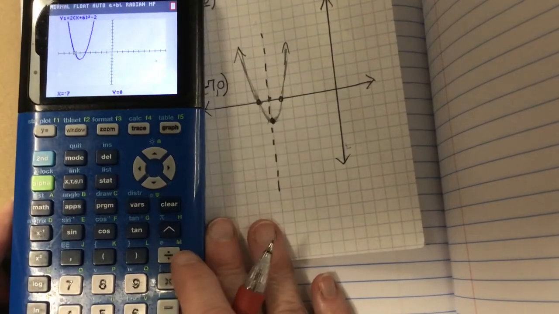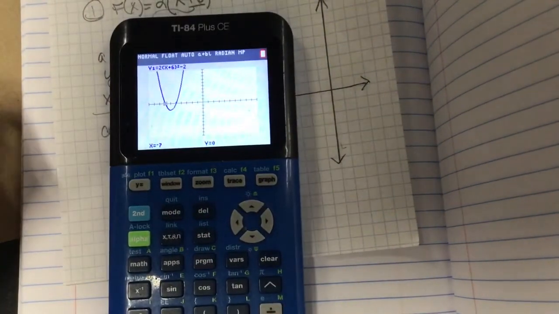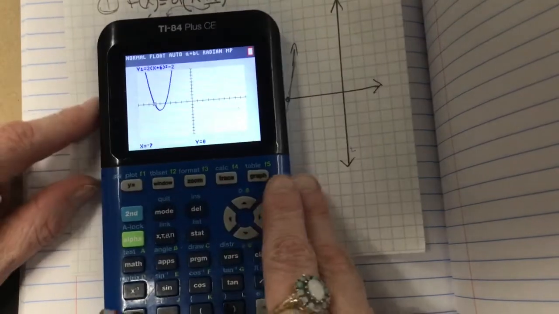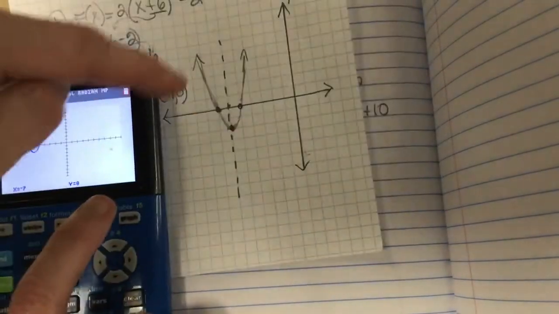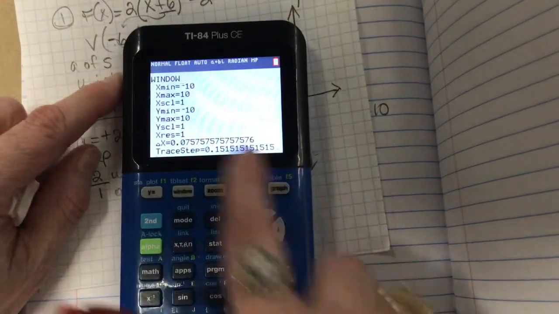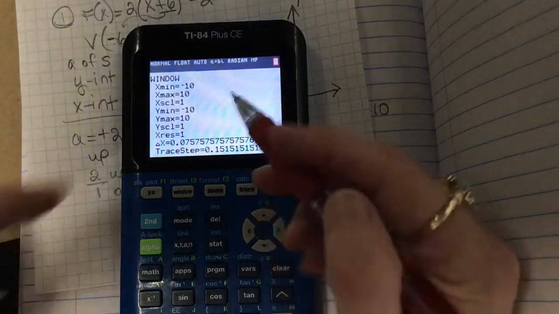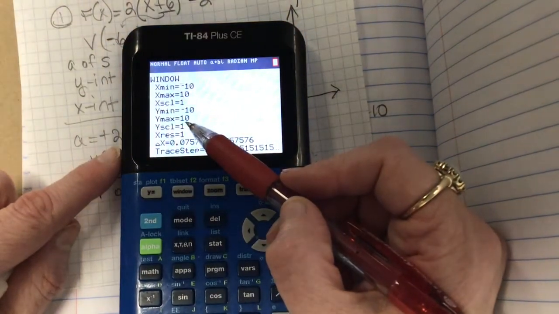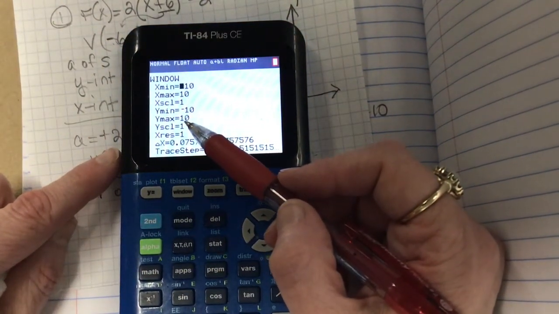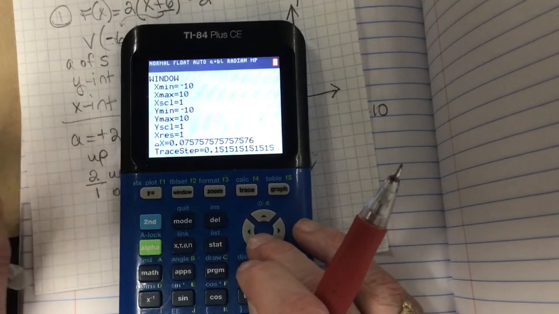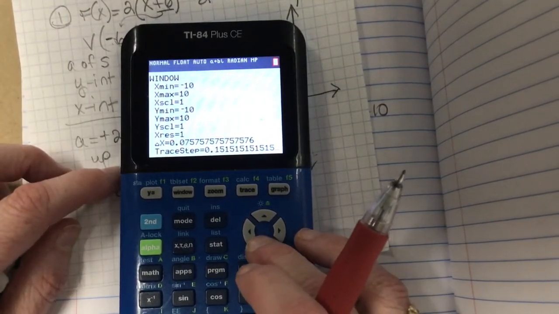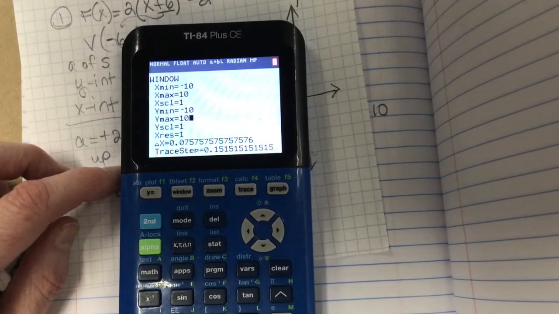Now, what else I was going to show you, just very quickly, you don't have to do this. I want you to just watch. If I go to my window, since I've already drawn it, and I know that the y-intercept is way, way up at 70 and my y-max is only at 10, I'm going to change that y-max. You don't have to do this. I would say don't do it. I changed it to 100 a while ago.